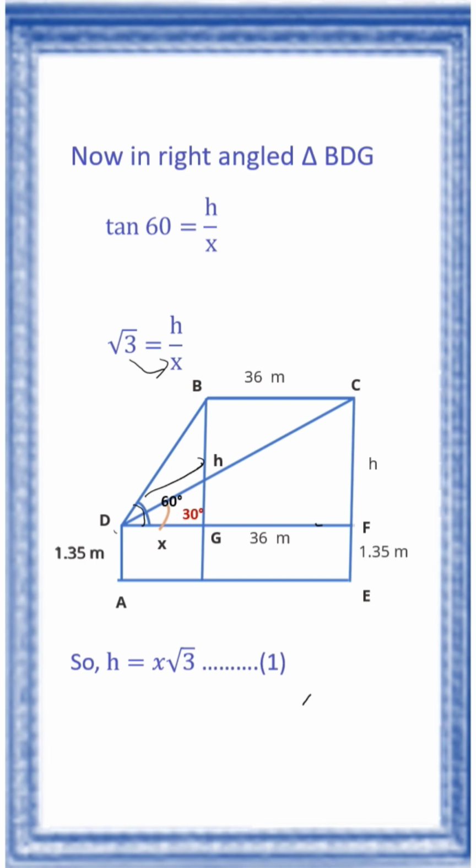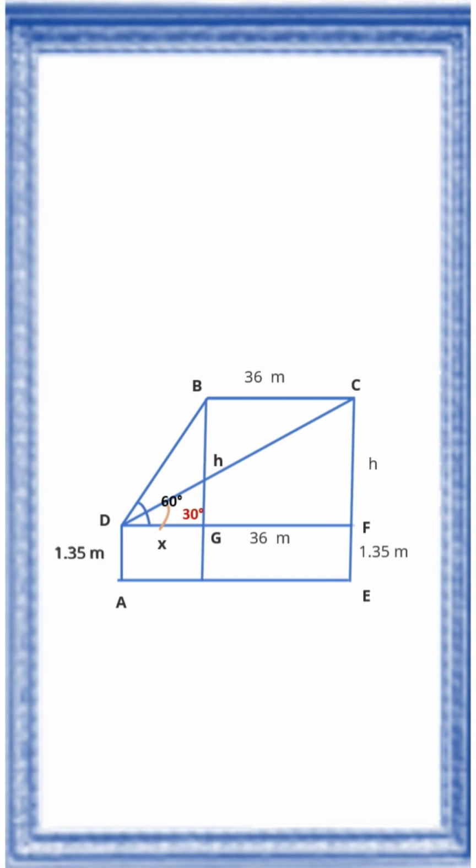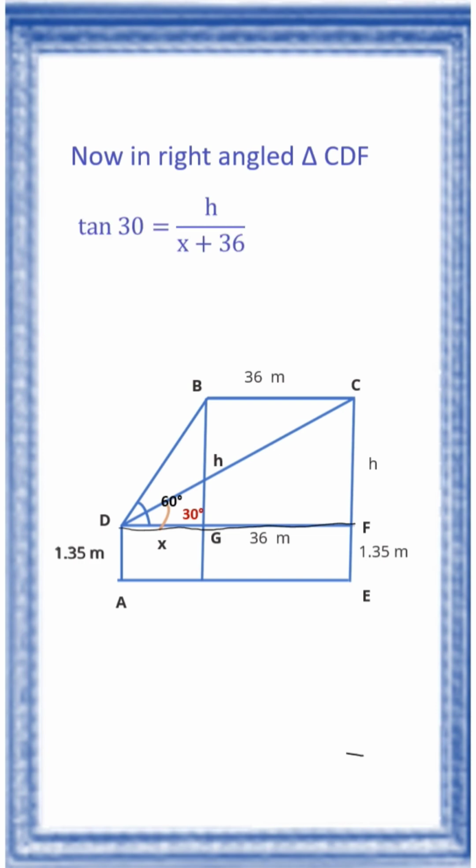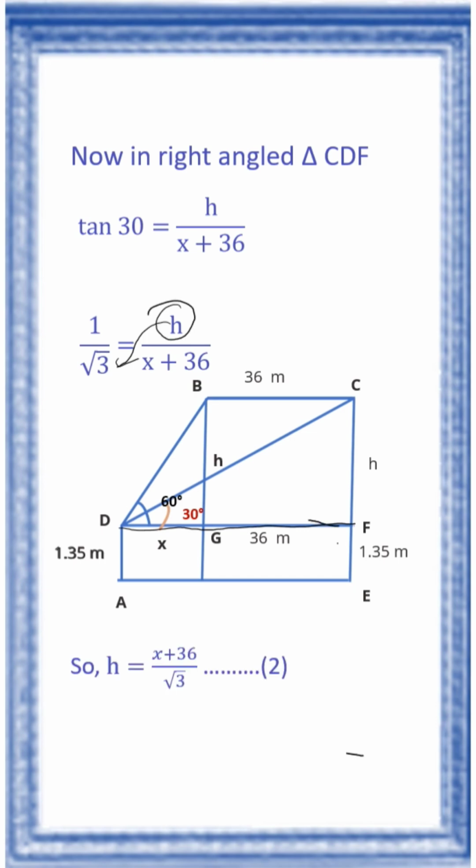Another right angle triangle. What is it? CDF. Here tan 30 is equal to h by x plus the whole distance, x plus 36. Tan 30 is 1 by root 3, that is equal to h by x plus 36. Now cross multiply. Root 3 h is equal to x plus 36. So h is equal to x plus 36 by root 3. This is equation number 2.